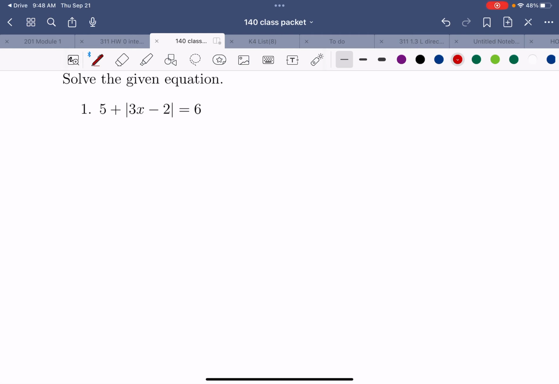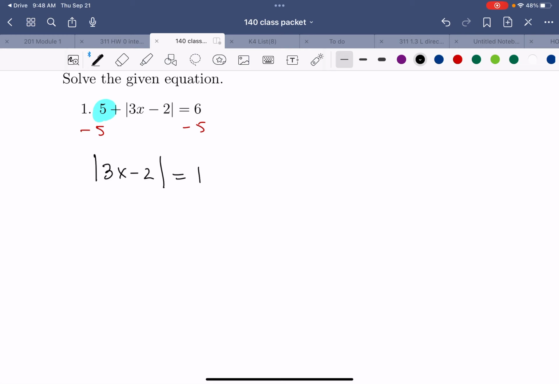So remember that when we solve something with absolute values, the first thing we do is get the absolute value part by itself. Right now this 5 is also with the absolute value, so I want to get rid of that. So let's subtract a 5 from both sides. That's going to give me absolute value of 3x minus 2 equals 1.